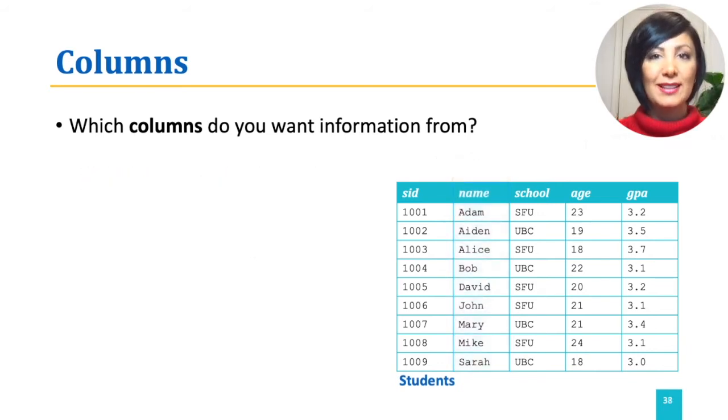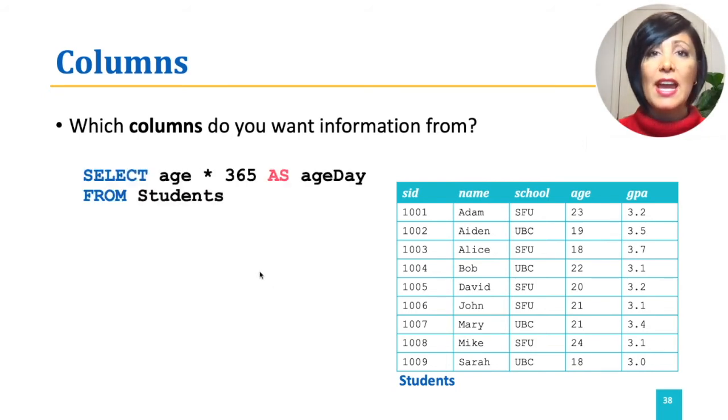As expression can be more general, including arithmetic or string expression over columns. This is very useful in more complex queries. As a simple example, select age times 365 as age day from students. We'll select the age column, and each value on the column will be multiplied by 365, and the age day will be the name of the new column containing the new values in the query result.